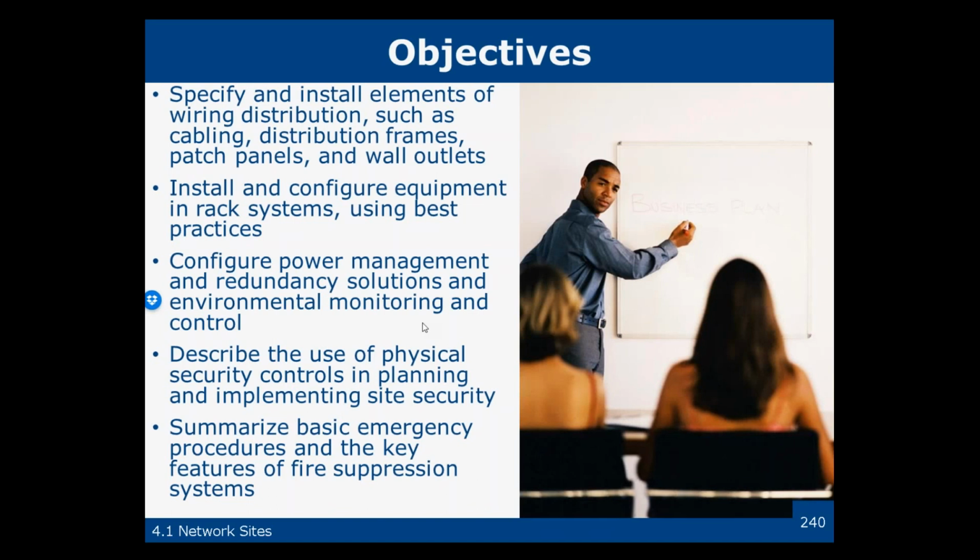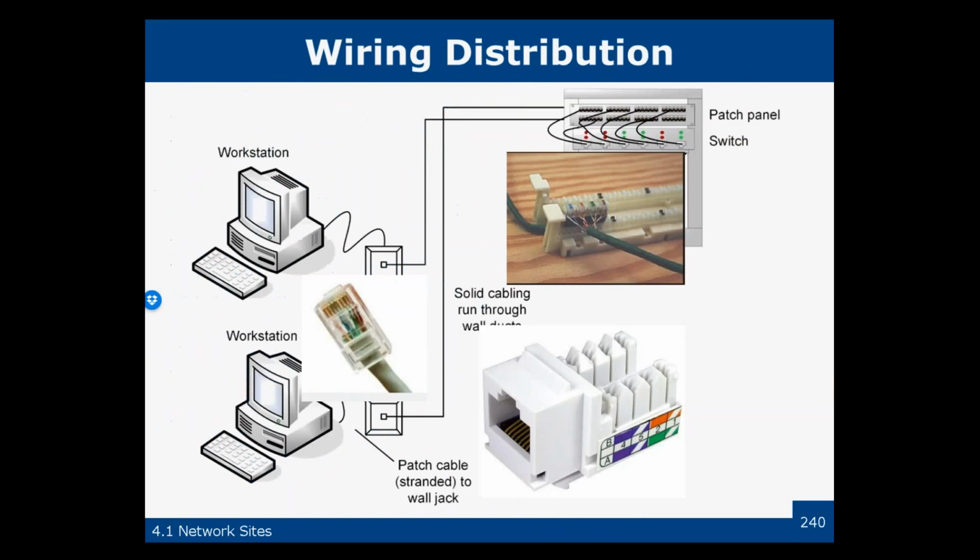Install and configure equipment in rack systems using best practices. Rack systems are typically where your servers are going to be, and you can even have blade servers or rack servers in these systems. Configure power management and redundancy solutions and environmental monitoring and control. All these sound like really long objectives, but a lot of this kind of makes sense, I hope. Describe the use of physical security controls in planning and implementing site security: lock your doors. Summarize basic emergency procedures and key features of fire suppression systems.